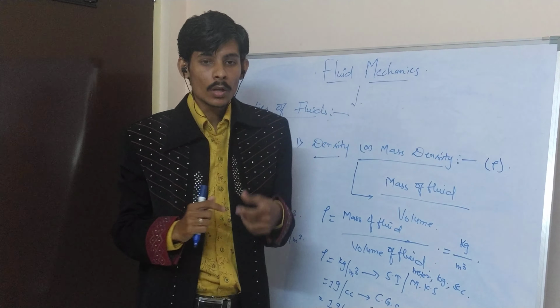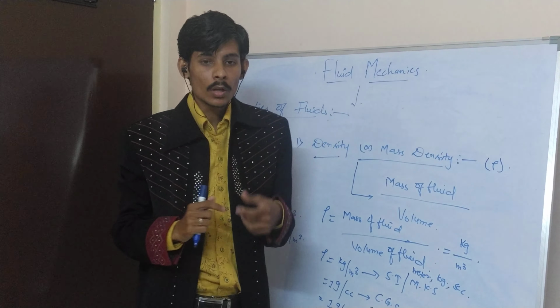Then generally, what is density? We know that mass by volume is generally called density. In general, density is nothing but the heaviness or lightness of an object. Density is denoted by the letter rho. It is nothing but the mass of the fluid by the volume of the fluid.